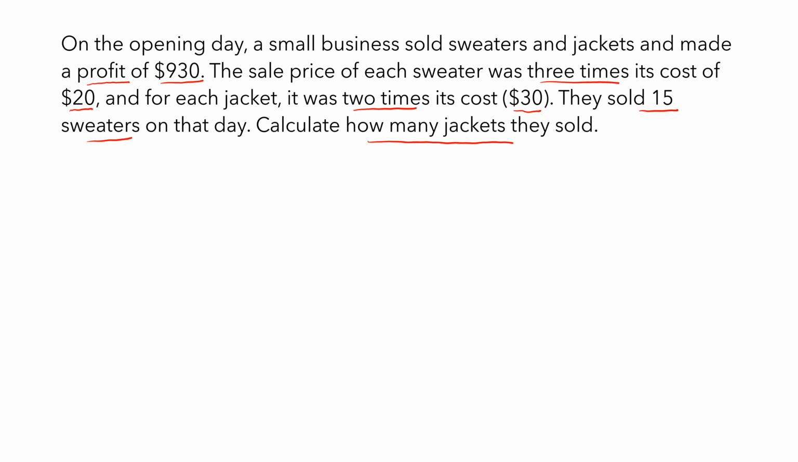Now let's convert this into equations. First of all, let's figure out the profit for each one of the items. So I have the profit of the sweater, which equals the sales price minus the cost. We know the cost is $20, and they sold it for 3 times this price, so that is 60, and the profit on each sweater is $40.